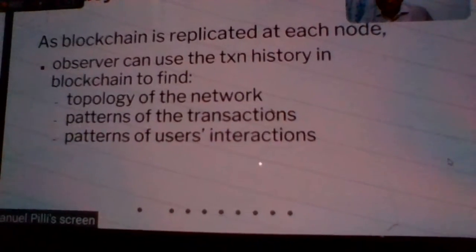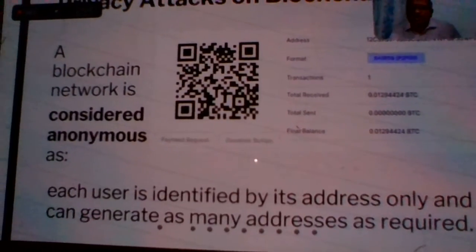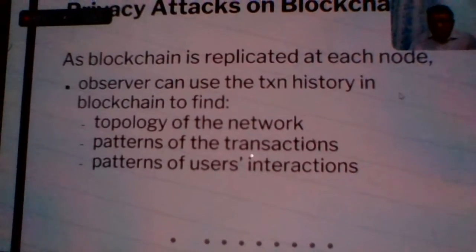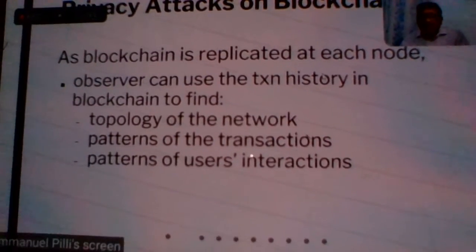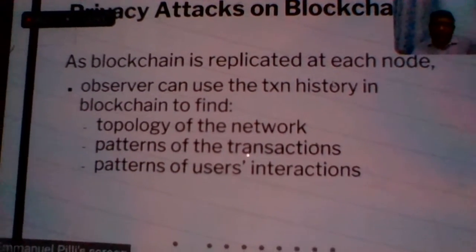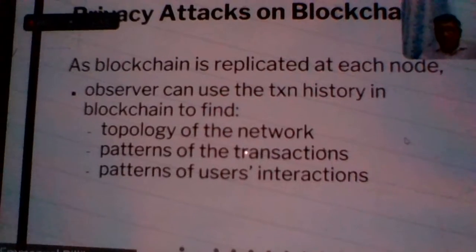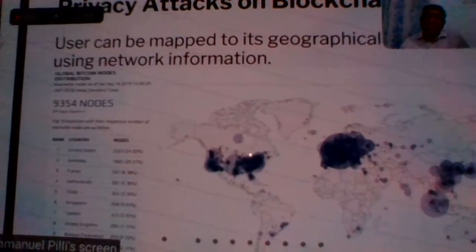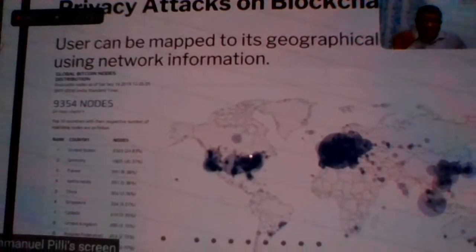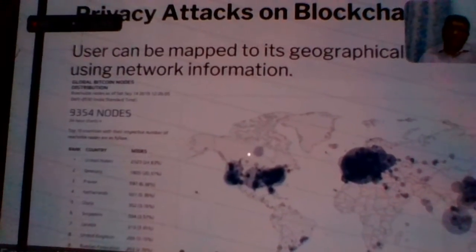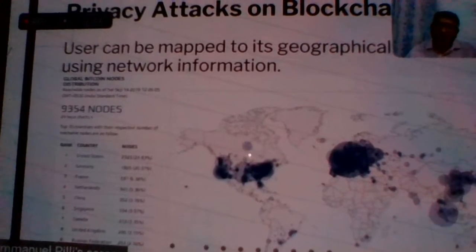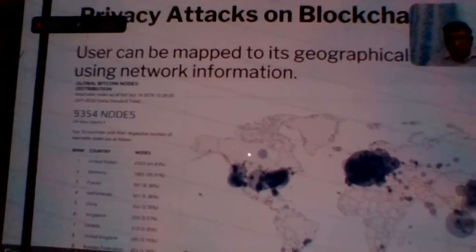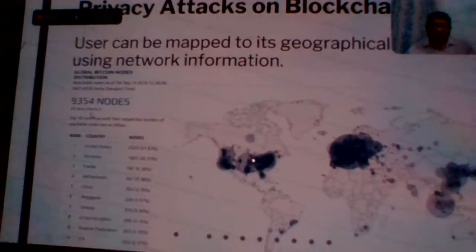Yeah, so as I mentioned, you can get the transaction details. The blockchain is replicated at each node. An observer can use the transaction history in the blockchain to find the topology of the network. Based on that, somebody has done a geographical location mapping. They could not get exactly who the person operating the network is, but they got the geographical location. Like that, they found out how many nodes exist at a certain point of time.